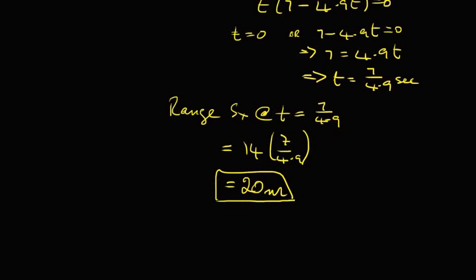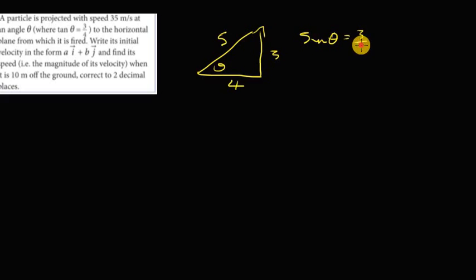Okay, let's have a look at another question now. The first thing I'm going to do is a quick angle theta, and tan of theta is equal to 3 over 4, so opposite over adjacent. That means this is 5. That means that sine theta is equal to 3 over 5, and cosine theta is equal to 4 over 5.